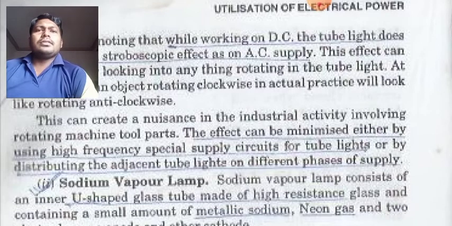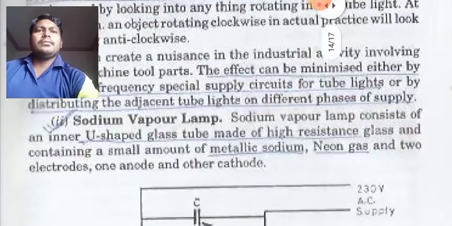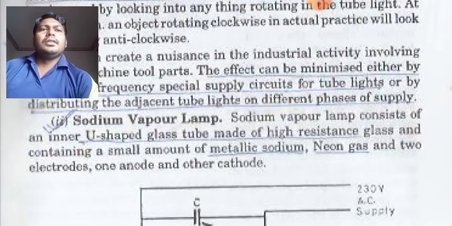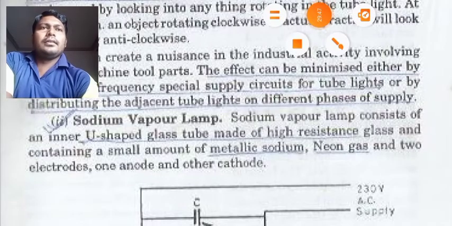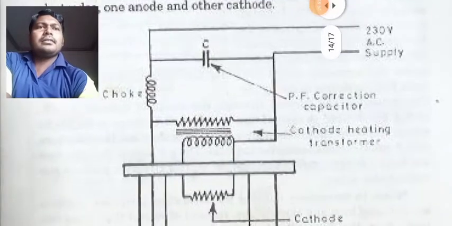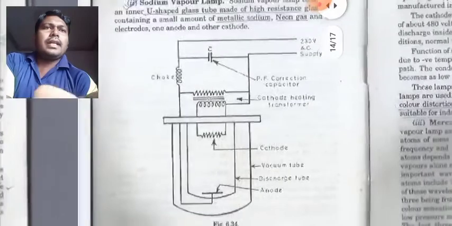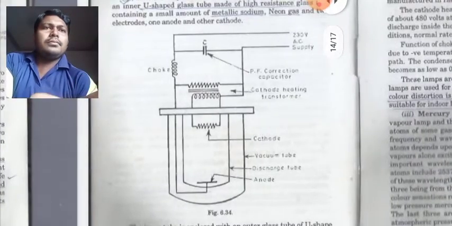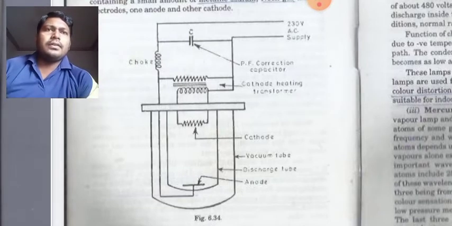A sodium vapor lamp consists of an inner U-shaped glass tube made of high resistance glass, containing a small amount of metallic sodium, neon gas, and two electrodes, one anode and the other cathode. So the diagram of this sodium vapor lamp is as shown on your screen. You should remember this diagram, students. Let me bring this diagram onto a single screen so that it will be easy to understand.